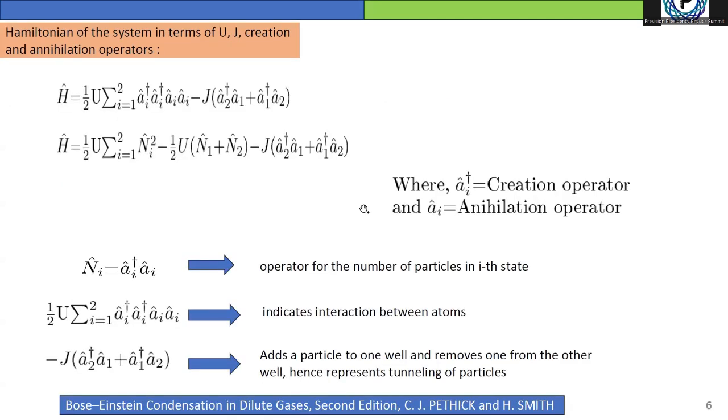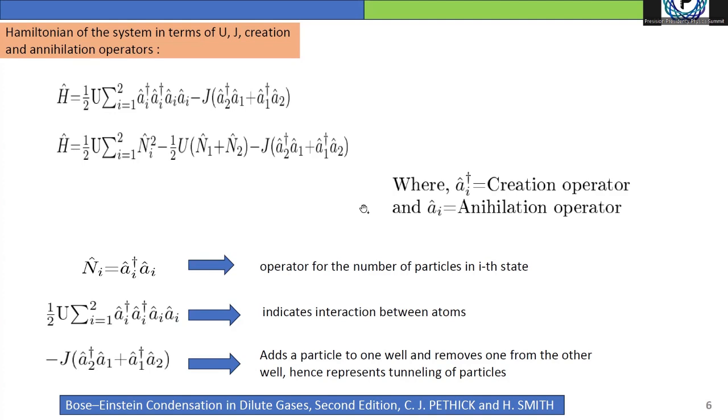Now we have tried to write the Hamiltonian for this system in terms of U, J, and the annihilation and creation operators. What are the annihilation and creation operators? a_i dagger is the creation operator which creates a particle in the state i, and a_i is the annihilation or destroyer operator which destroys a particle in the state i. So if we expand this term by breaking the summation, we get this, where the first term in the Hamiltonian represents the interaction between atoms, and the second term indicates the tunneling between the two wells.